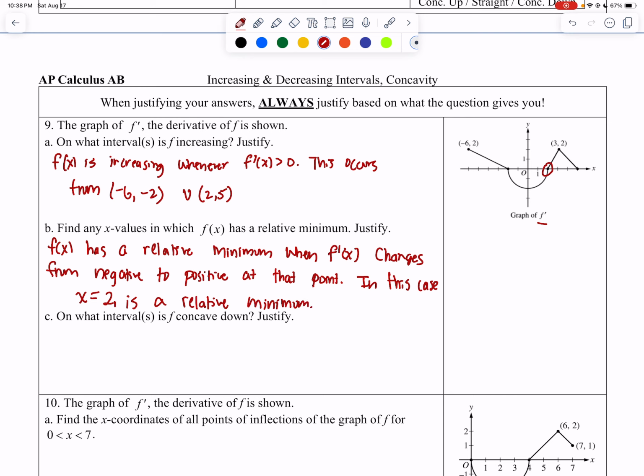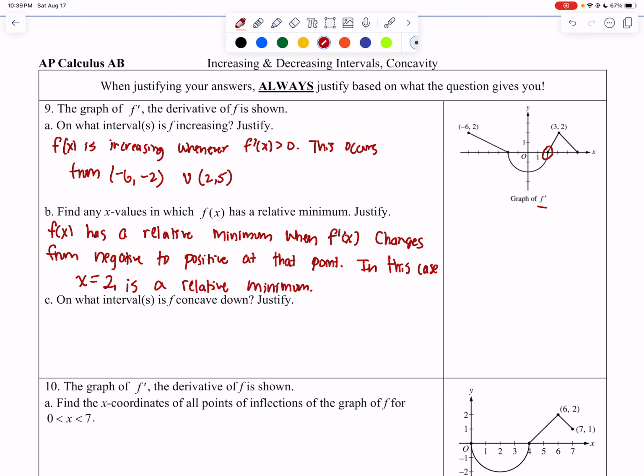Part C says on what interval is f concave down? So looking at this, remember that we're given the graph of f prime. So if that happens, then f has to be decreasing. f is concave down when f prime of x is decreasing. So this occurs from -6 to -2, -2 to 0, and then 3 to 5.